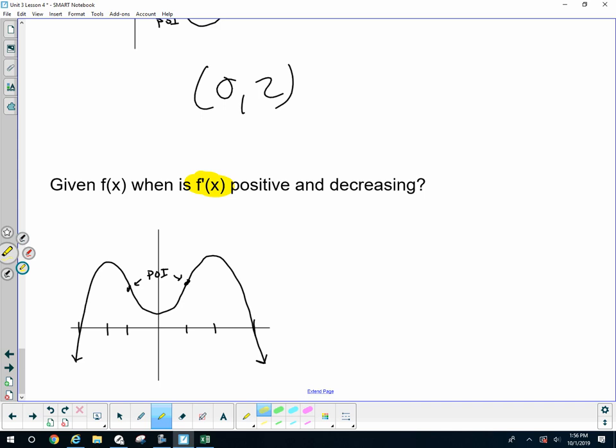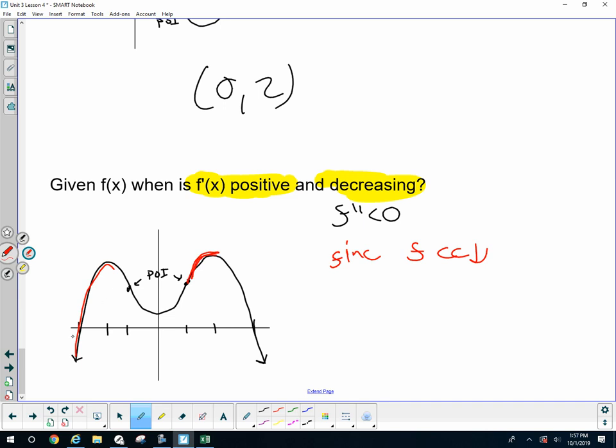As f prime positive and decreasing. F prime positive and decreasing means that its derivative is negative. So it would be f is increasing and f is concave down. Increasing, concave down, increasing, concave down. You're told where you have points of inflection, so that helps you. I'd go from -infinity to -2 and from 1 to 2.